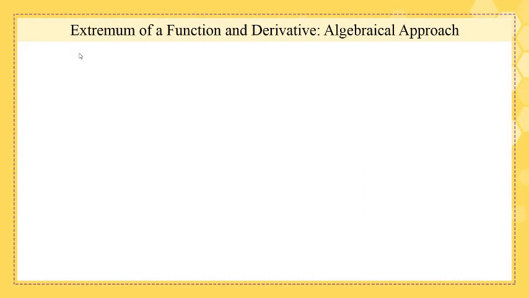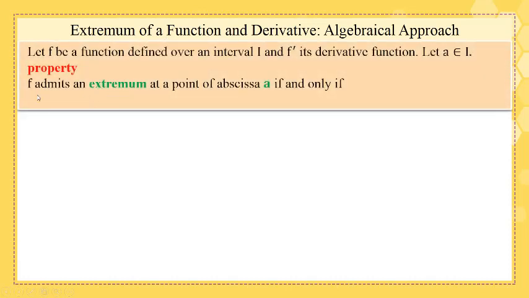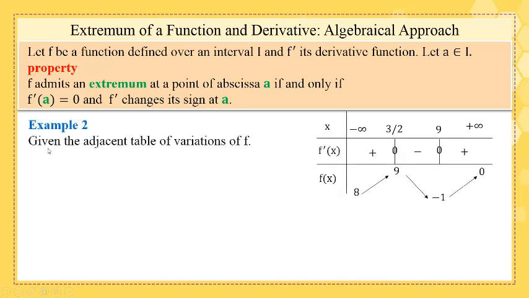Now we will consider a property in order to determine the extremum of a function in a way other than that of the definition. f admits an extremum at a point of abscissa a if and only if f prime of a equals 0 and f prime changes its sign at a. Example: given the adjacent table of variations of f, determine the extremums of f.